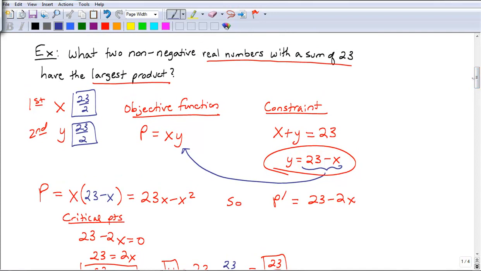We do know that these are real numbers and they're non-negative, so it had to be bigger than 0, and it had to be less than or equal to 23.